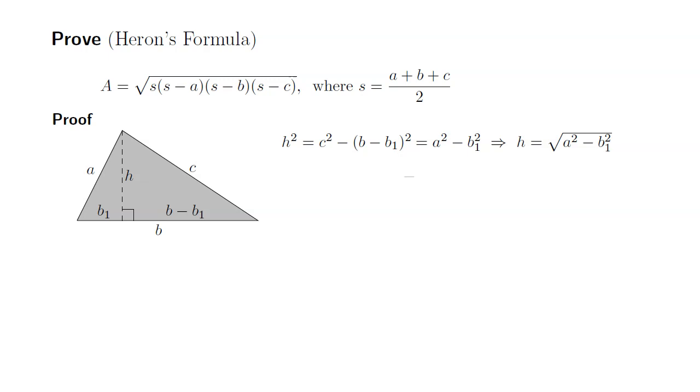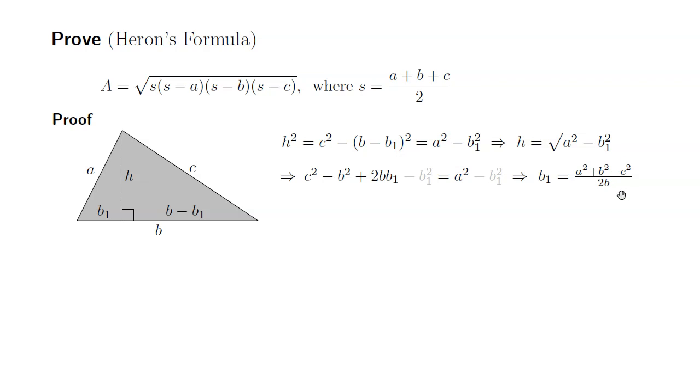Unfortunately, b1 is not one of the three sides, so we have to rewrite b1 in terms of a, b, and c. I'm going to look at this equation. By multiplying this out, we get this equation. Since negative b1 squared is on both sides, I'm going to cancel those out. Then I can put negative b squared and c squared on the other side, then divide through by 2b to isolate b1. So b1 can be written as (a squared plus b squared minus c squared) all over 2b.